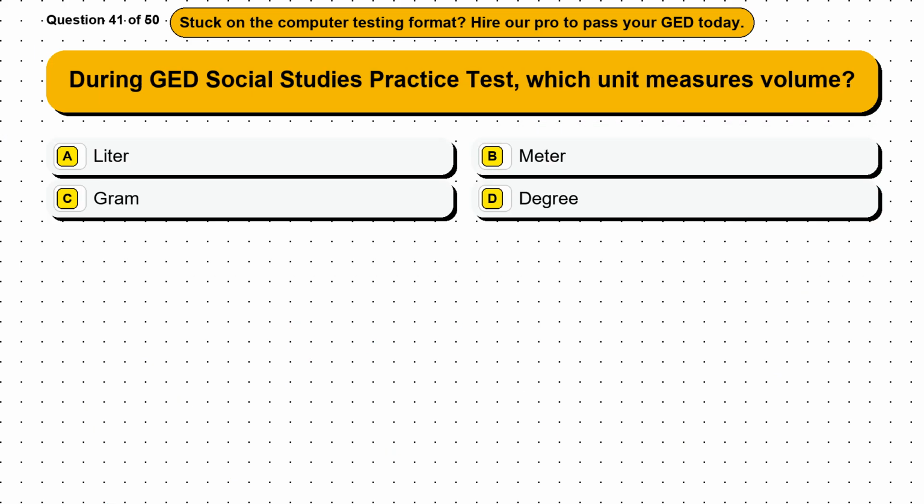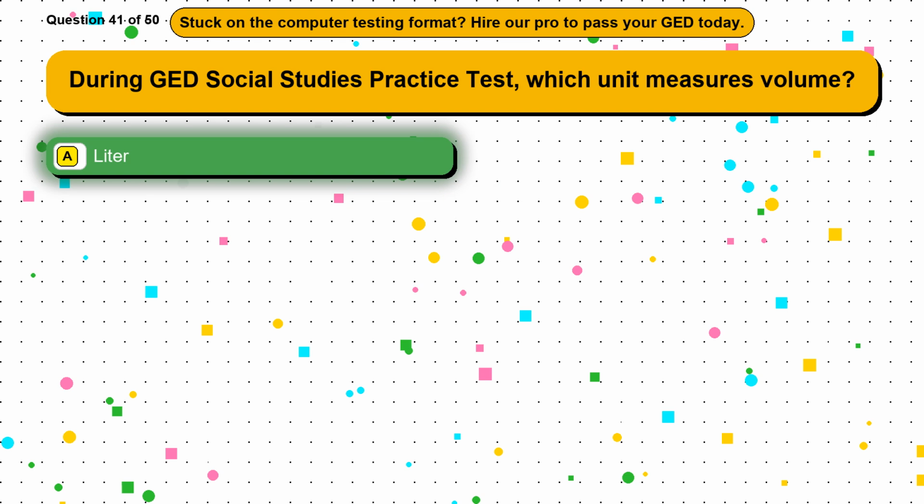Question 41. During GED Social Studies practice test, which unit measures volume? Option A, liter. Option B, meter. Option C, gram. Option D, degree. The correct answer is option A.